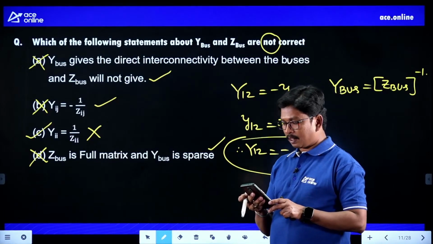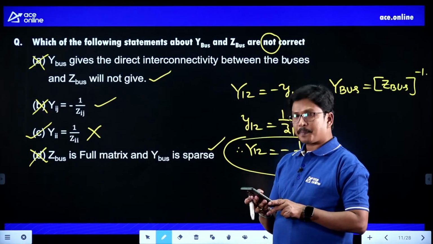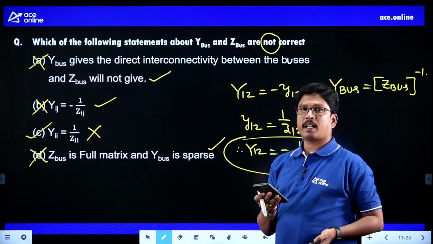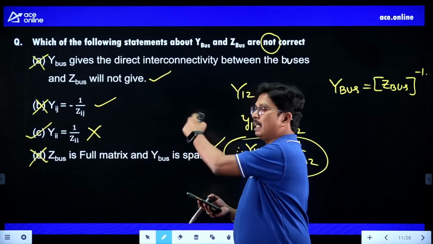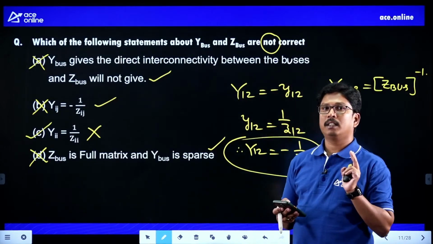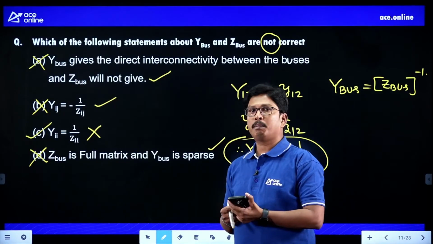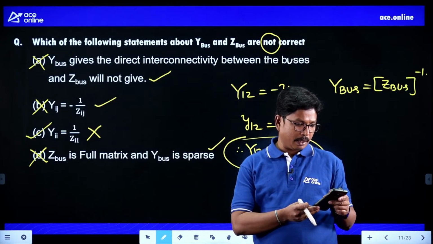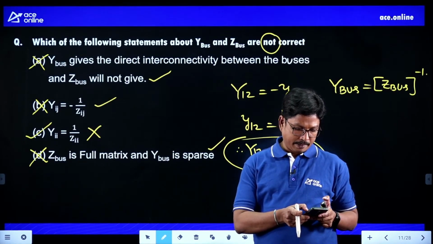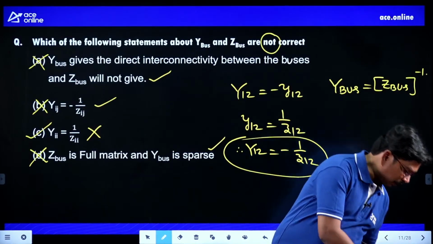Nobody has given the answer. You can cross check by taking some Y bus values and Z bus values. So the Yii element is not equivalent to 1 by Zii. Clear, students? So please respond, everybody. Right, students.